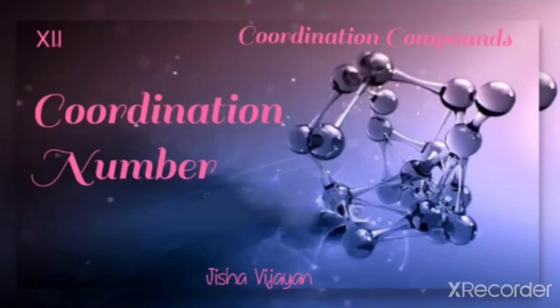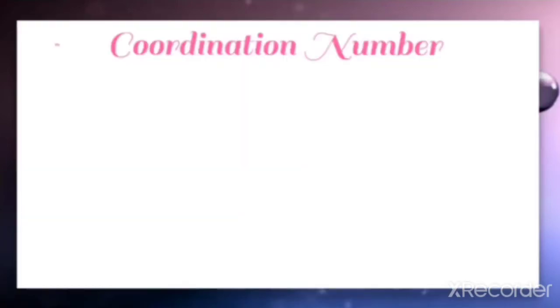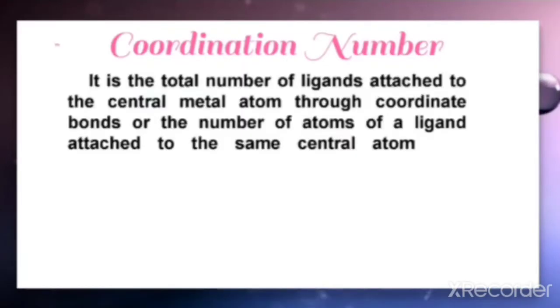Hello students, let us discuss coordination number in the coordination compounds. Let us first define the coordination number. It is the total number of ligands attached to the central metal atom through coordinate bonds, or the number of atoms of the ligand attached to the same central atom. This can be better explained through an example.